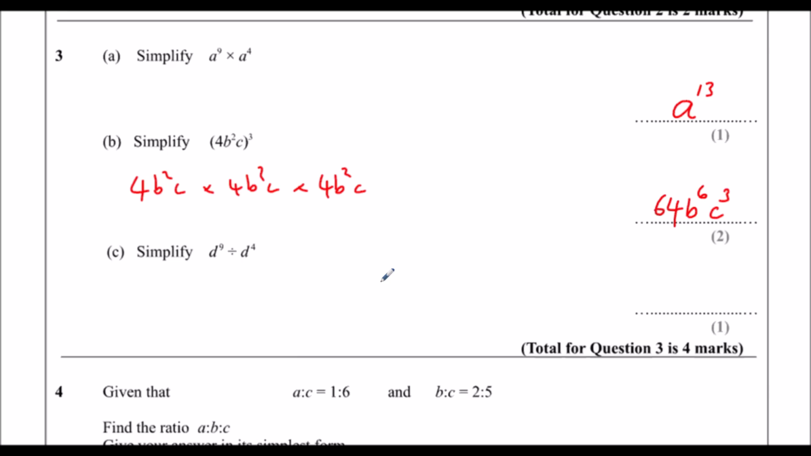Part c, simplify d to the power of 9 divided by d to the power of 4. When we divide indices, we subtract the powers. So 9 take away 4 is 5.